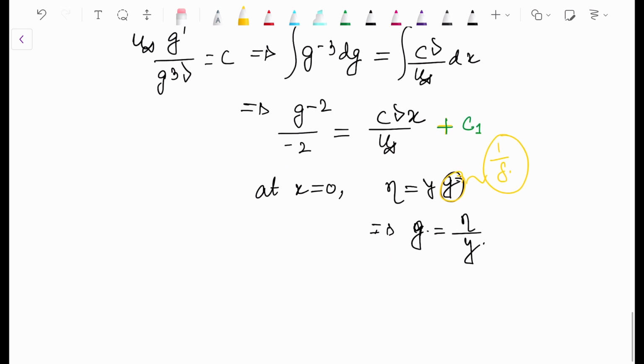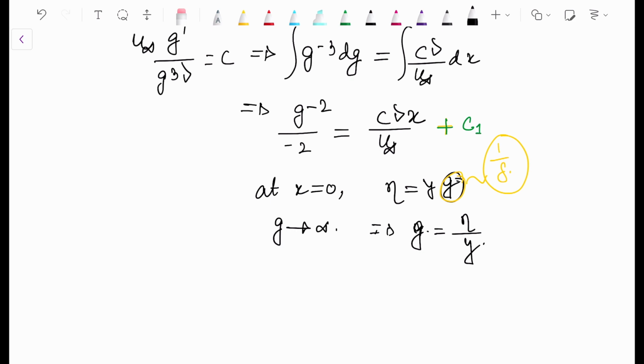Okay, and from this you can also see that at x equal to 0 this eta should be finite, but this y should go to 0, okay, because there is no boundary layer and I am solving for only boundary layer. Okay, so at x equal to 0 this g should tend to infinity. Okay, so it is like the intuition that this g should scale with 1 by boundary layer thickness.